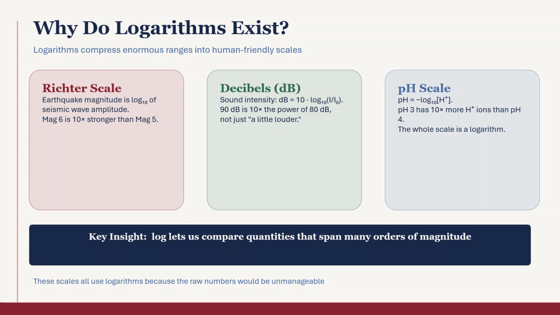The pH scale in chemistry measures acidity. A pH of 3 is 10 times more acidic than a pH of 4, and 100 times more acidic than a pH of 5. Again, logarithmic. The common thread: when quantities span many orders of magnitude, from tiny to enormous, a logarithmic scale compresses that range into something humans can work with. Logarithms are the mathematical tool that makes these scales possible.